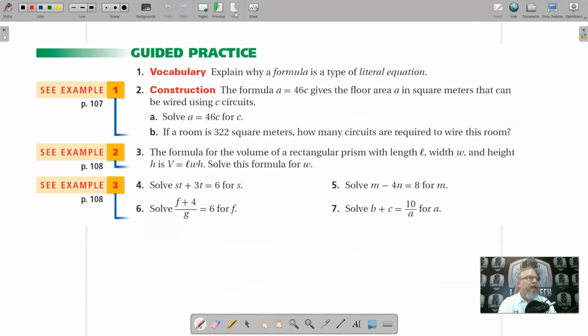So, all right, guided practice. Looking at this one, vocabulary, explain why a formula is a type of literal equation.